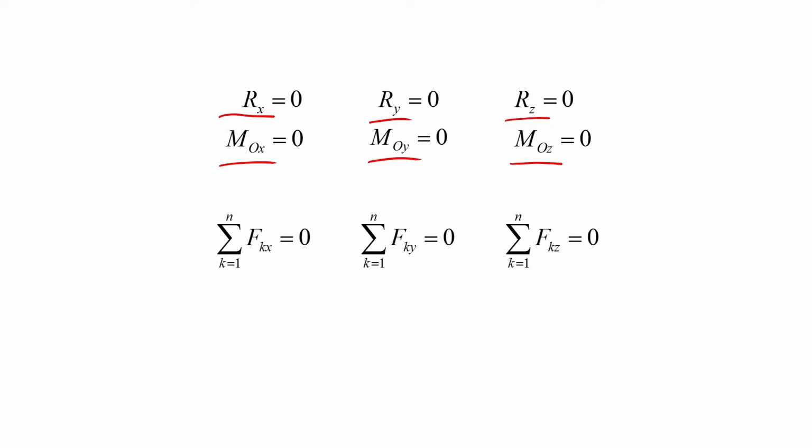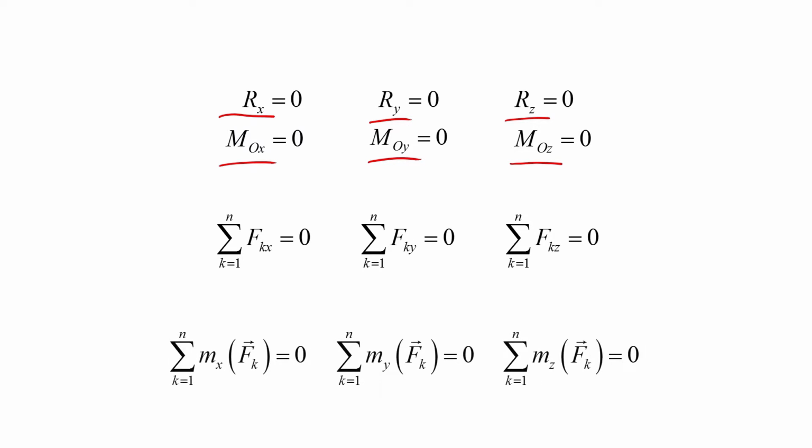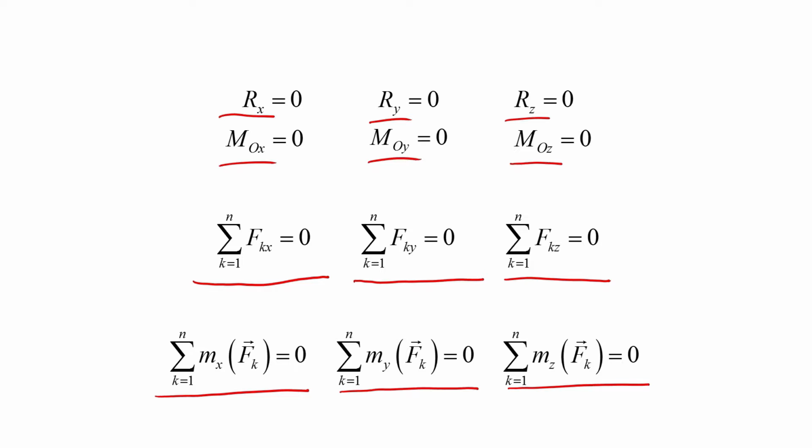For solving problems in practice, these equations can be transformed into 6 equations, namely, the sum of projections of all forces on the axis x is equal to 0, the sum of projections of all forces on the axis y is equal to 0, the sum of projections of all forces to the axis z is equal to 0, the sum of moments of all forces with respect to the axis x is equal to 0. The sum of moments of all forces with respect to the axis y is equal to 0, and the sum of moments of all forces with respect to the axis z is equal to 0.